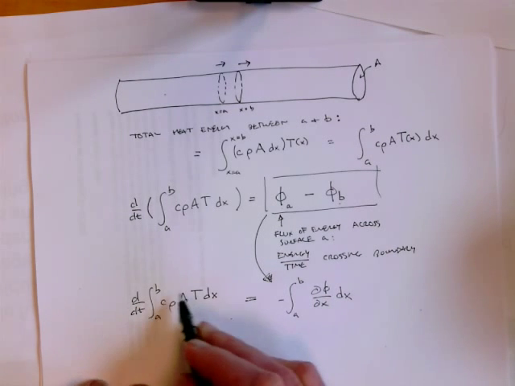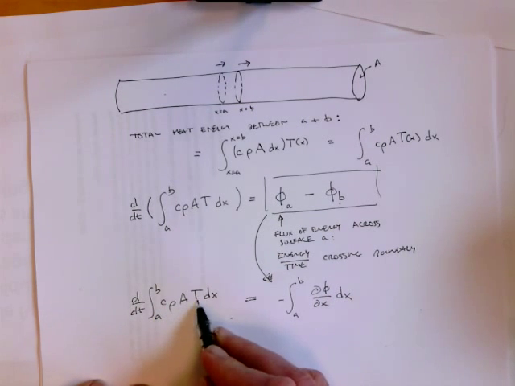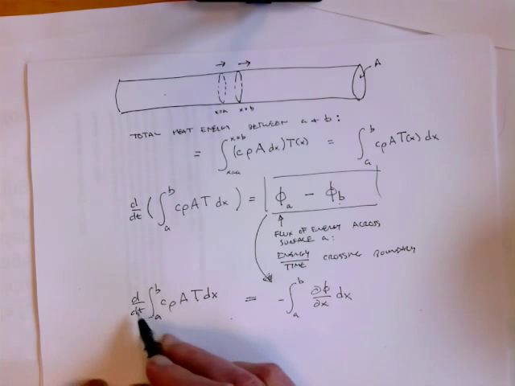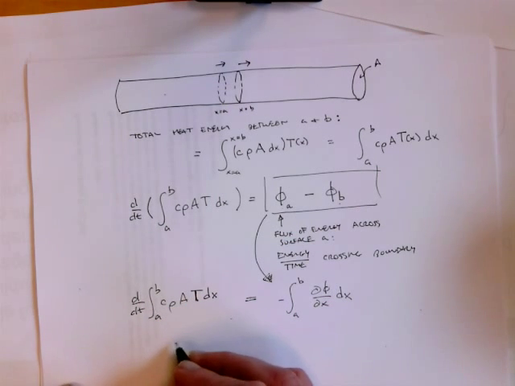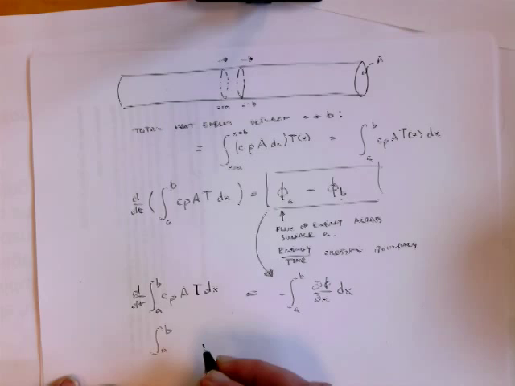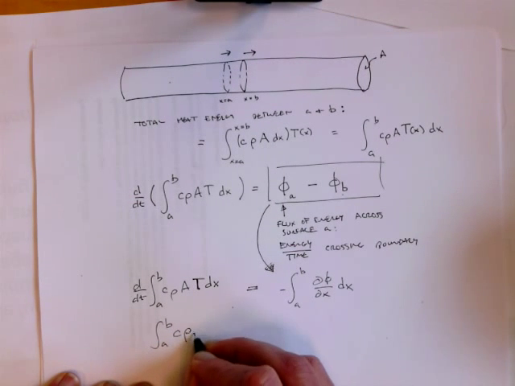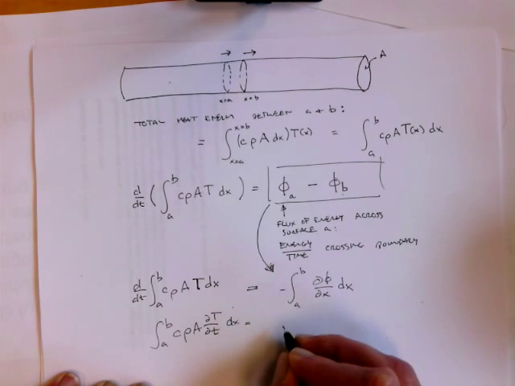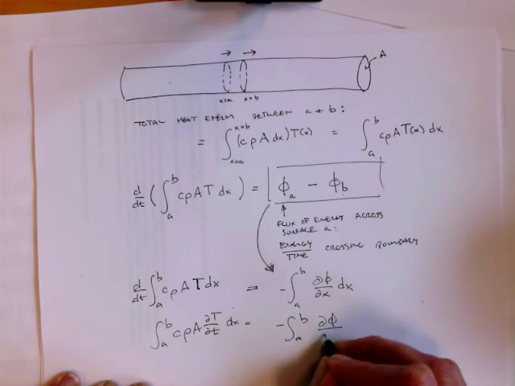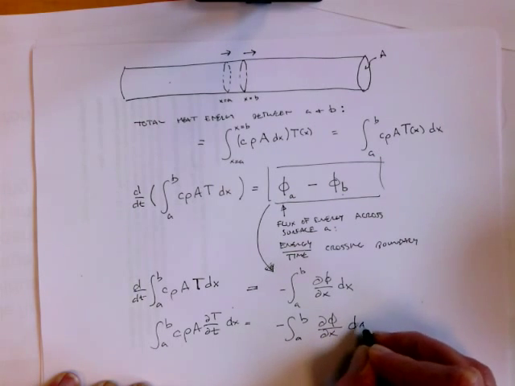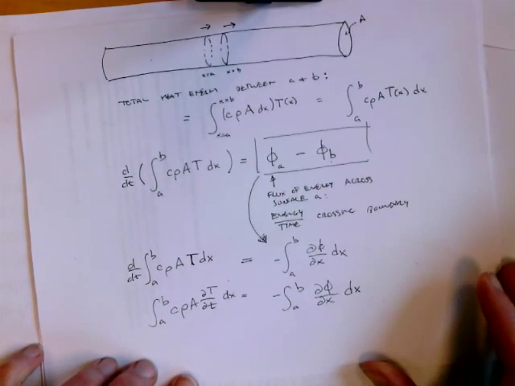Now if I look at this, the only thing that actually depends on time here is the temperature, and so I can bring that inside. Notice that T depends on position and on time, so I'm going to have to make that a partial derivative. So I have the integral from a to b of c times rho times a times the partial of T with respect to time dx is equal to minus the integral from a to b of the partial of the flux with respect to position dx. Okay.